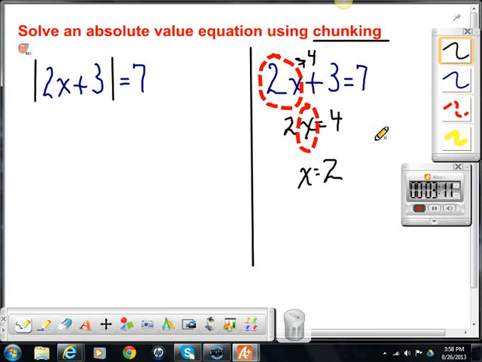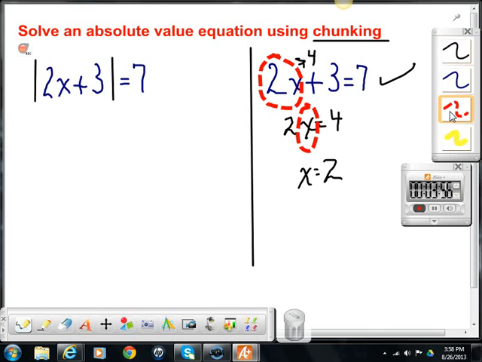We can go back to our original equation and we can plug in 2. 2 times 2 is 4 plus 3 is 7. It does check. So that means that our equation has been solved. 2 is the solution. Now, let's look here at this absolute value equation, which is a little bit more difficult. The absolute value of the quantity 2x plus 3 equals 7.